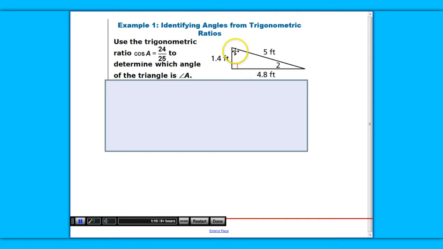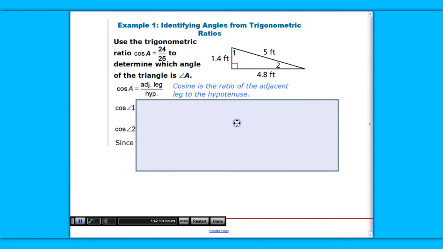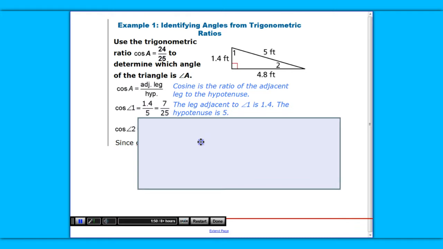And so we can imagine or find the ratio for cosine of each of these angles, can't we? So cosine, again, think of SOHCAHTOA, right? Cosine is adjacent over hypotenuse, right? So for angle 1, we would have adjacent is 1.4 over hypotenuse is 5, right? Okay, and if we find an equivalent fraction with a denominator of 25, we blow this thing up, we end up with 7/25.